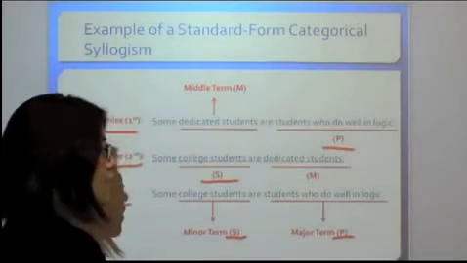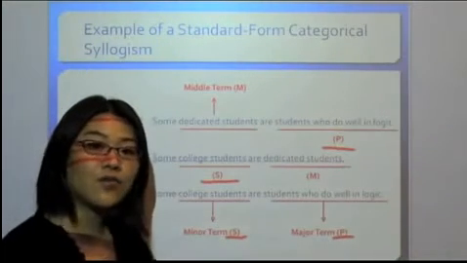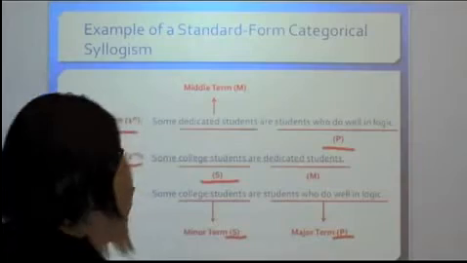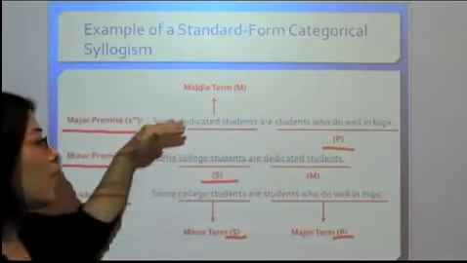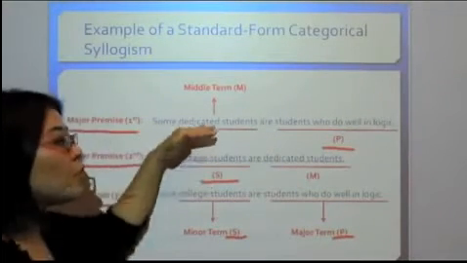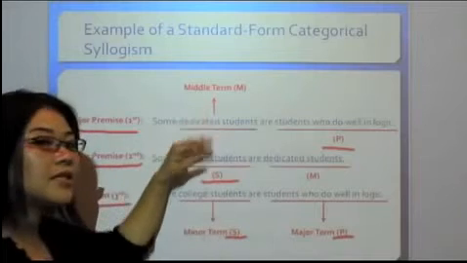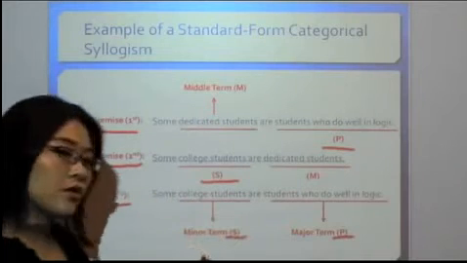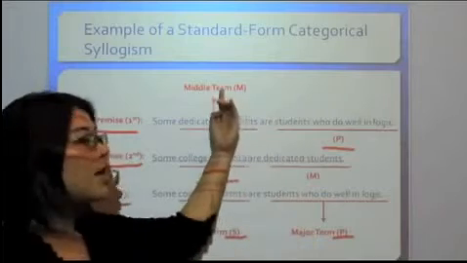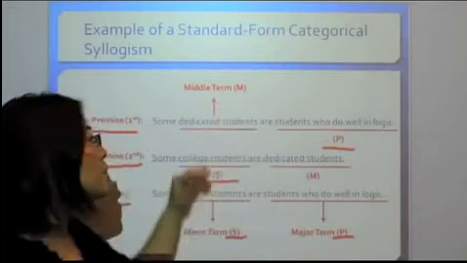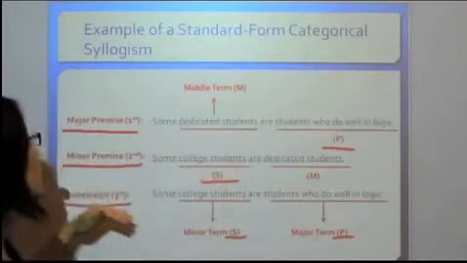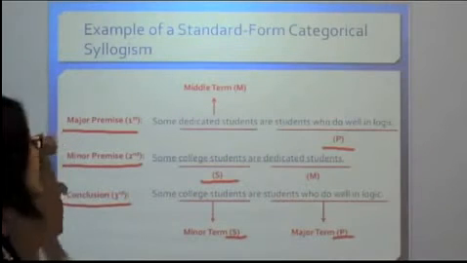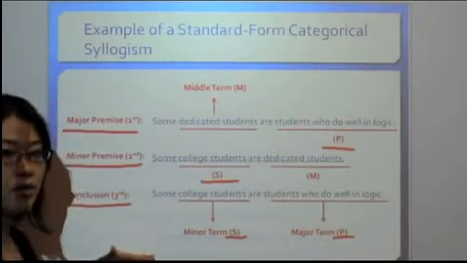So these are the standard features of a standard form categorical syllogism, okay? You will always have a deductive argument with 3 statements, 2 premises, 1 conclusion, 3 terms, the minor term, major term, and middle term, and the premises will occur in a certain order, major premise first, then minor premise, and then the conclusion, okay?